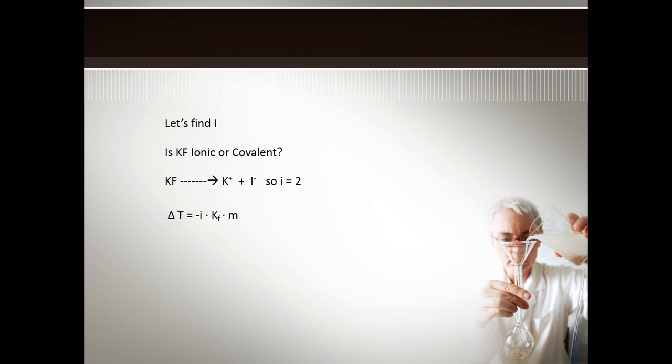Now, we've got everything we need to calculate our change in temperature. So our delta T is negative i times Kf times m. So we've got delta T equals negative 2, which is our i, times 1.86 times 1.72. And so we get negative 6.40 degrees Celsius. Okay, it is very easy to forget this negative sign. So just stay on top of that.